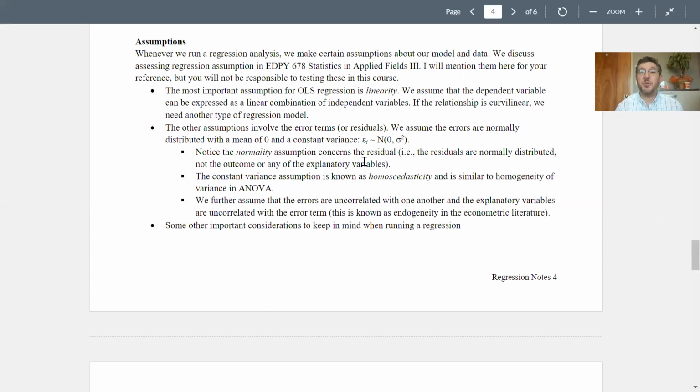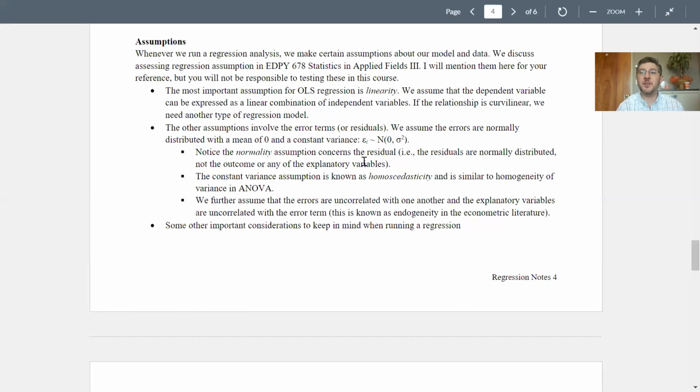But a couple of things to keep in mind: we assume the dependent variable can be expressed as a linear combination of the independent variables. So you might as well just do a scatter plot of the relationship between the dependent variable and each of the independent variables. If you start to see a curvilinear relationship, then we'll have to account for that in the model somehow, by either including a squared term or some other type of powered term.